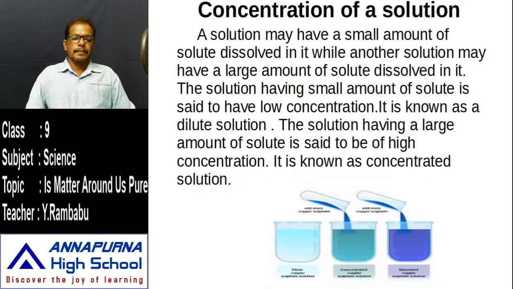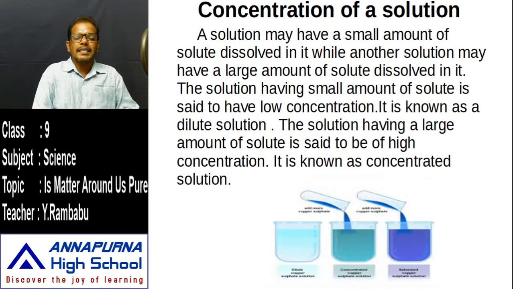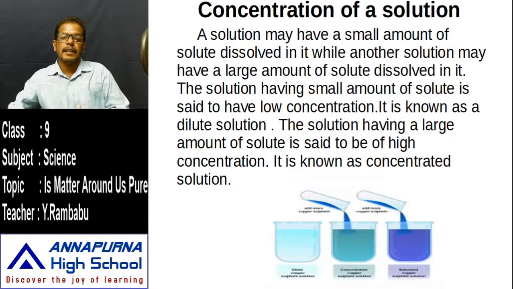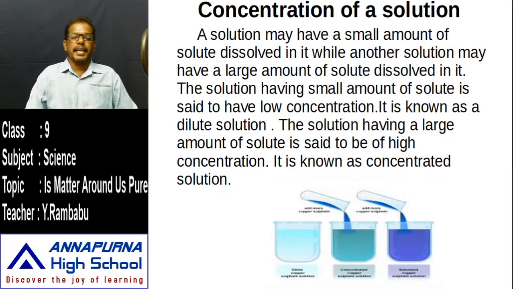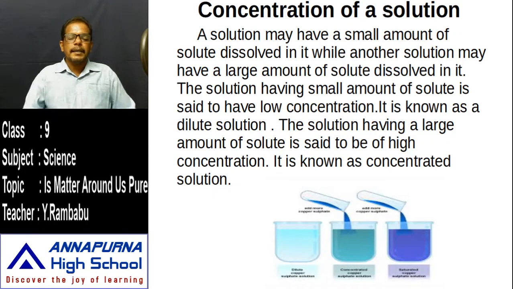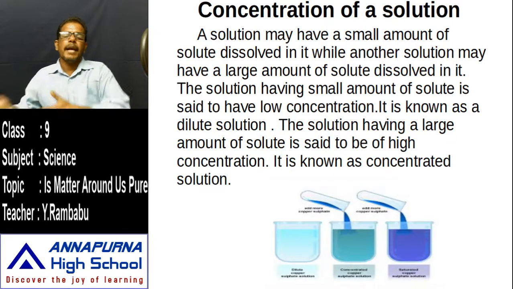Why is it blue in color? In the first beaker, the copper sulfate solution's color intensity is low. Second beaker, it is high. Third beaker, the blue color intensity is very high. Why? That means in the first beaker, a lower amount of copper sulfate is present in the water, and in the second beaker, more copper sulfate in the same water comparatively to the first case. But in the third case, it is higher than the second case.